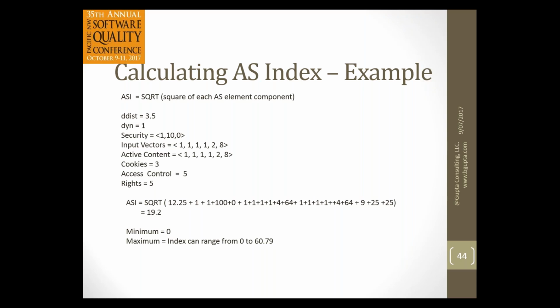Once you have measured each one of these vectors, and there's a process behind it, I'm just giving you an example where you can have different values for different vectors. These are the different vectors I shared with you: access control, rights, cookies, and you can come up with a numeric value of your web application in terms of attack surface index. What does it do? It tells you how secure your system is. The minimum value of ASI would be 0, which means you're very, very secure. The maximum value could be 60.79. And like I said, there's a scientific method behind it. So you can then say, if I have 19.2 on a scale of 0 to 60.79, I'm quite safe. I'm not that vulnerable at this point.